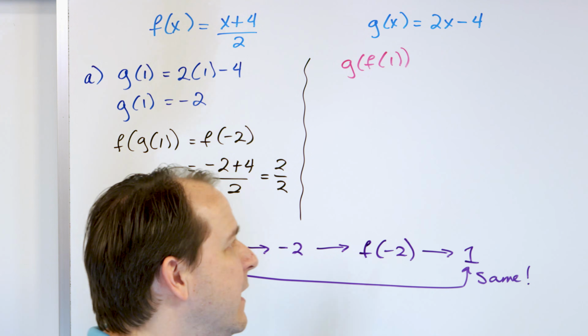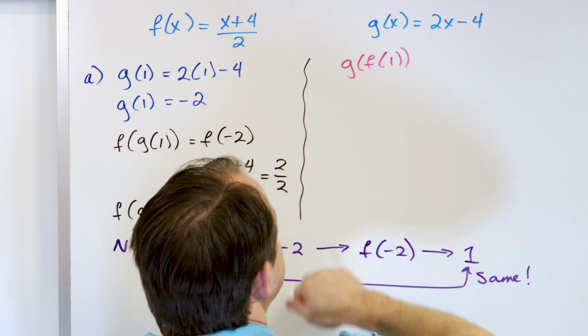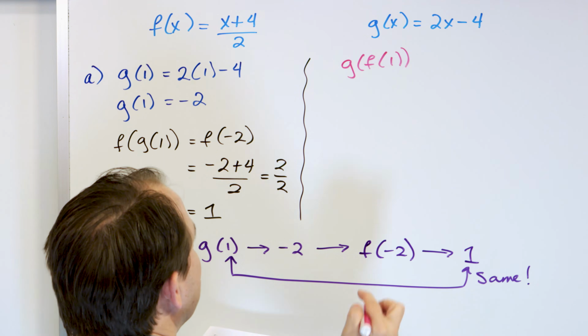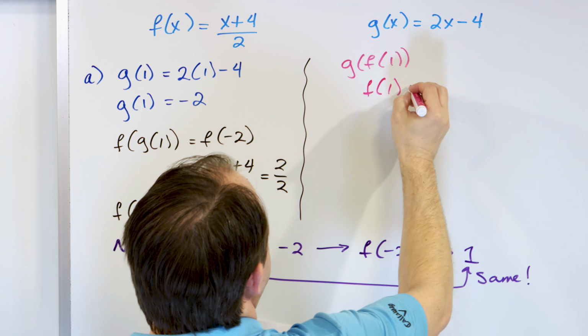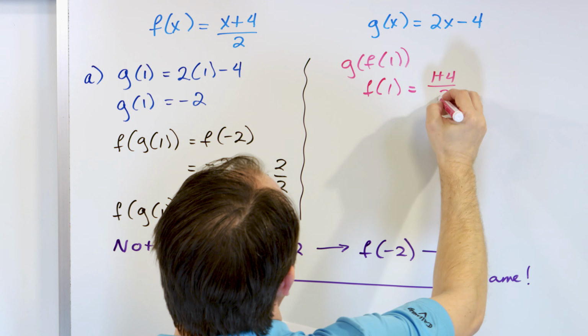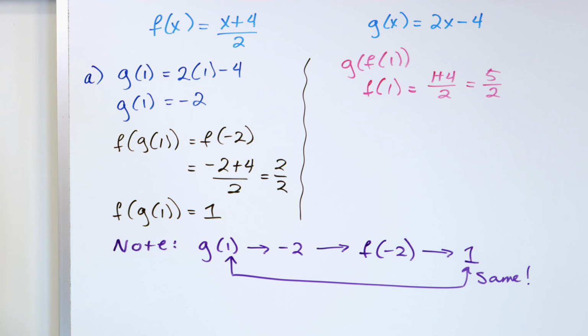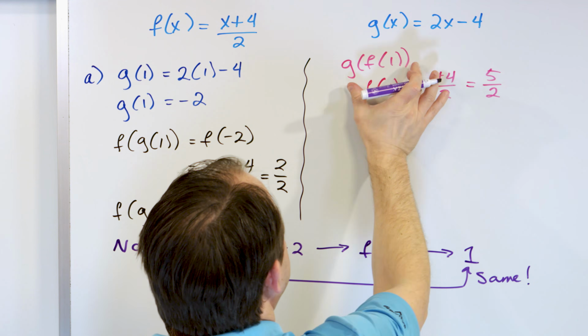That's why they're special. So here we did f of g of 1. Here let's do g of f of 1. So how do we do that? Well, we say, well, f of 1 is this. It's going to be 1 plus 4 over 2, which is 5/2. It's an ugly fraction. But let's take that ugly fraction and we're going to put it into here.